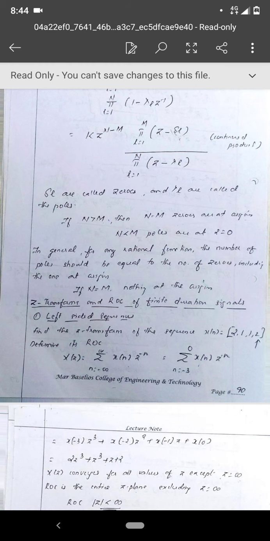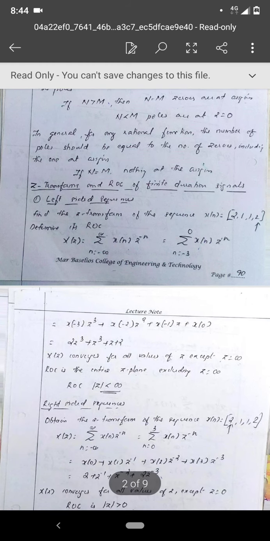Okay, so we'll go to some typical problems, that is Z transform and ROC of finite duration sequences. First we'll see what happens for a left-sided sequence. I have taken an example of x of n is equal to 2, 1, 1, 2, where the pivot is at the later 2.